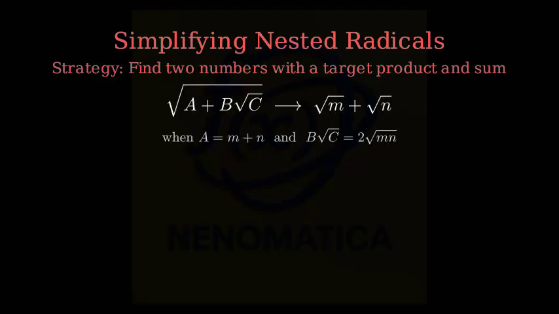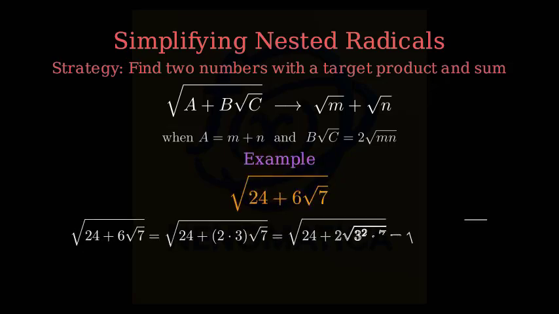When we can rewrite the inside as a equals m plus n, and b times square root of c equals 2 times square root of mn, then square root of a plus b square root c collapses beautifully to square root m plus square root n. We will use this by hunting for 2 numbers whose product is mn and whose sum is a. Example. Let's simplify square root of 24 plus 6 square root 7.